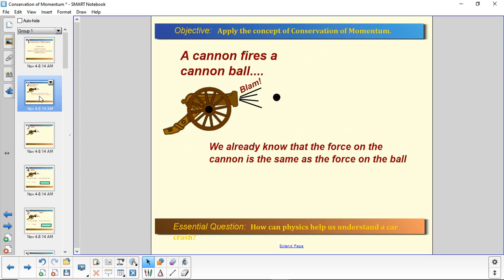So where we're going to start here is imagining a cannon firing a cannonball. Now, we know from our study of the third law that the force on the ball is the same as the force on the cannon as we fire the thing. Forces are equal in magnitude but opposite in direction. So the ball is being pushed forward to our right and the gun is being pushed backwards to our left.